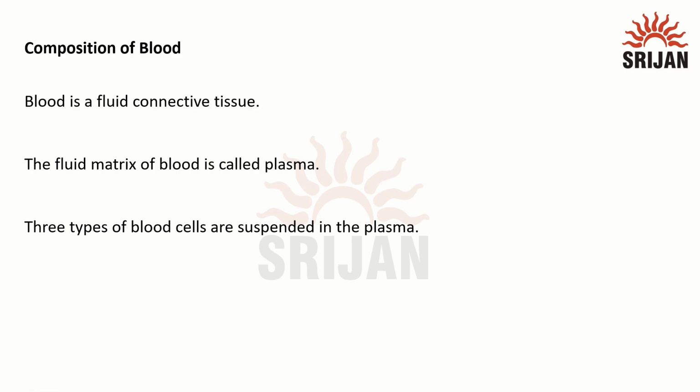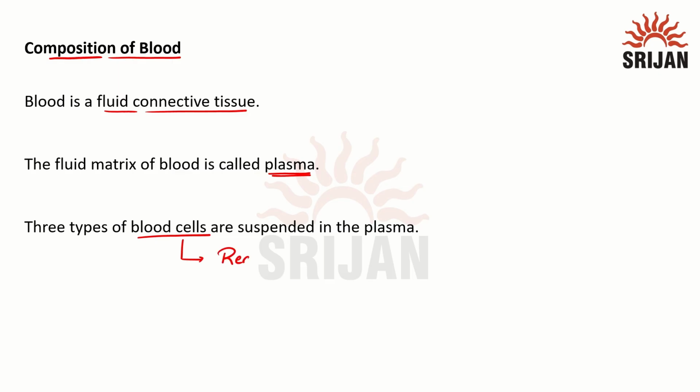In this video, we will learn about composition of blood. Blood is the fluid connective tissue, and this fluid matrix is known as the plasma. In this fluid matrix, it contains the corpuscles or the blood cells which are suspended. So these blood cells are of three types.